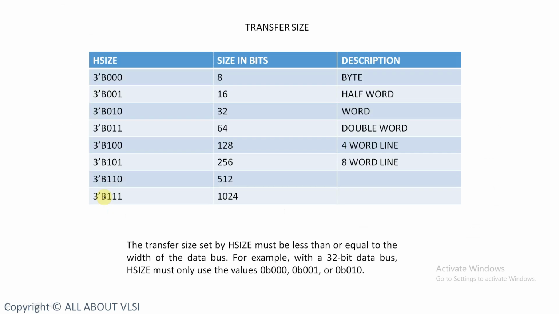Now let us try to understand what that relationship will be. We are talking about a relationship between the present address and the previous address, right? So what will that relationship be? Before discussing that, we need to understand one more concept, which is known as HSIZE. Now, what do we mean by HSIZE? This HSIZE is also an output from our master.